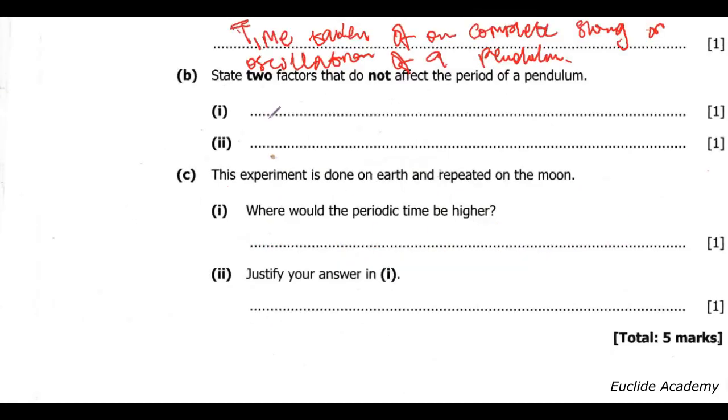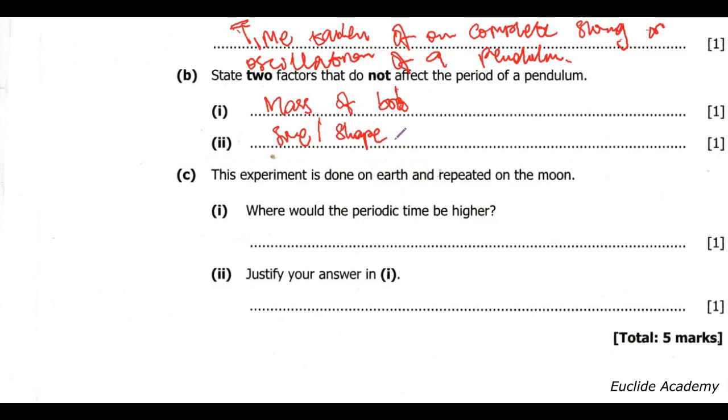Two factors that do not affect the period of a pendulum. Number one is the mass of the bulb. The mass of the bulb does not affect the period of the pendulum. And then we have the size of the bulb, or the shape of the bulb.